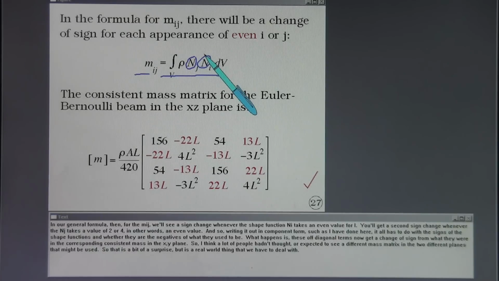Well, what happens is these off-diagonal terms now get a changed sign from what they were in the corresponding consistent mass in the xy plane. So I think a lot of people hadn't thought or expected to see a different mass matrix in the 2 different planes that might be used. That is a bit of a surprise, but it's a real-world thing that we have to deal with.